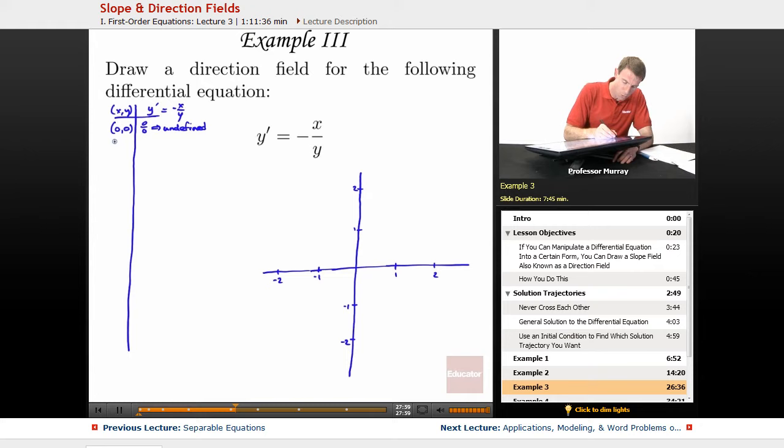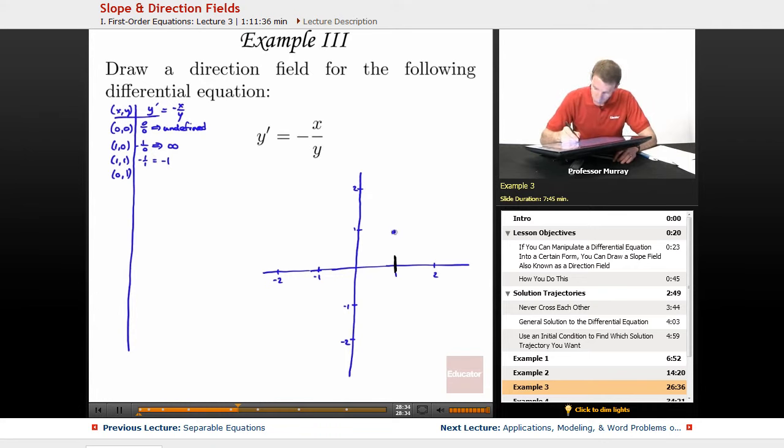I'll try x is 1 and y is 0. Then I get negative 1 over 0, which I think of as being infinity. So I think of that as being infinite slope, a vertical line. So at 1, 0, I'm going to draw a vertical line here. Let me try 1, 1 and 0, 1. If I plug in 1, 1, I get negative x over y. Negative 1 over 1 is equal to negative 1.